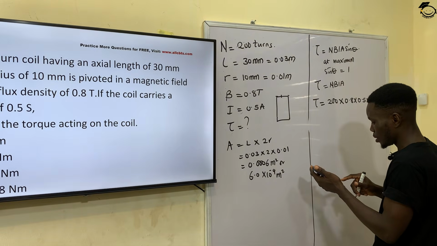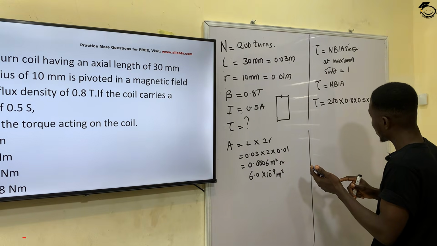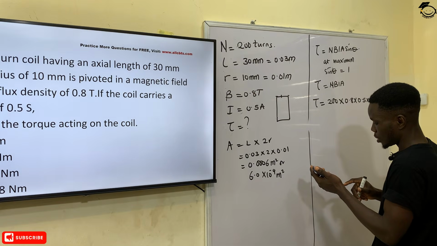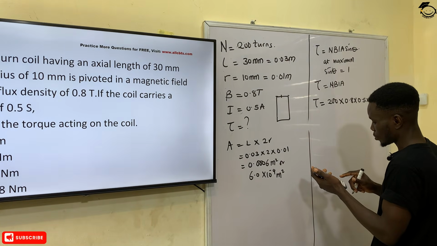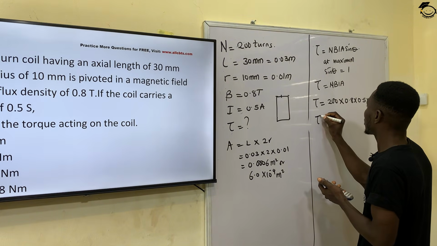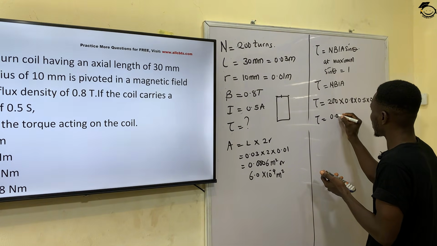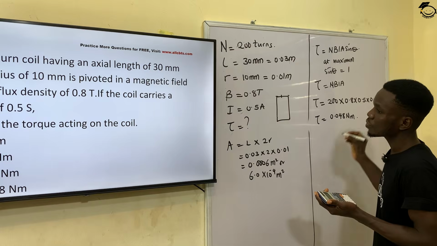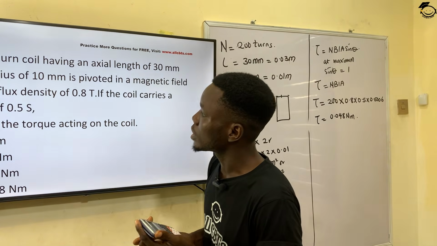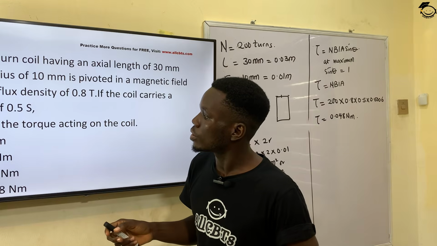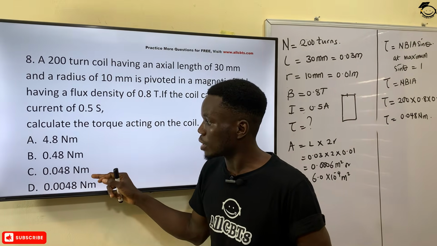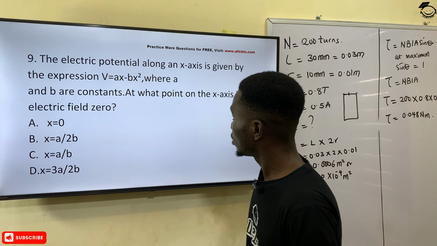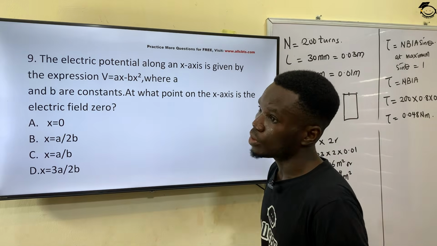I'll multiply all of this together: 200 times 0.8 times 0.5 times 0.0006. That gives me a torque of 0.048 Newton meters. So the torque in this particular question is 0.048 Newton meters, and the correct answer to this question is option C. Moving on from there, the next question is question number 9.